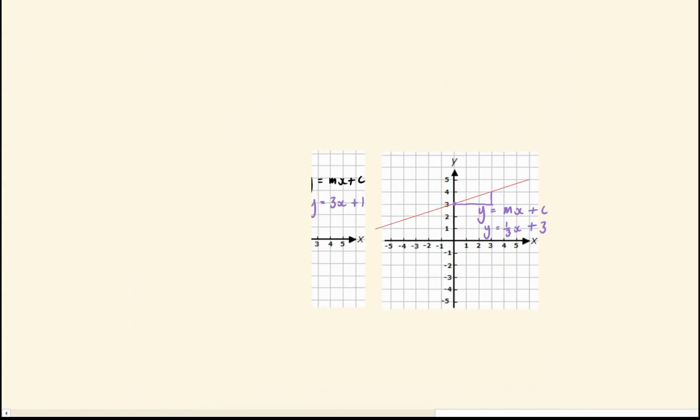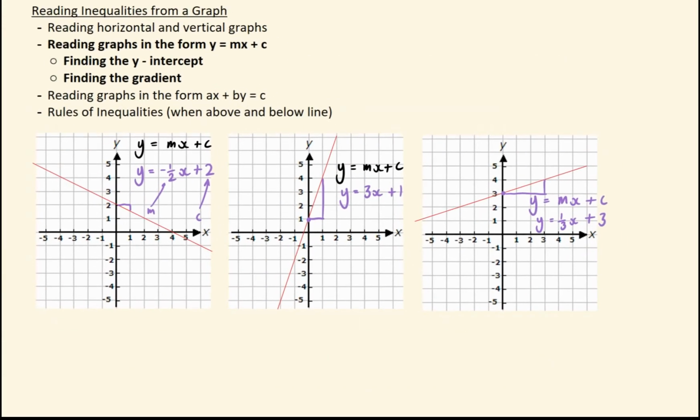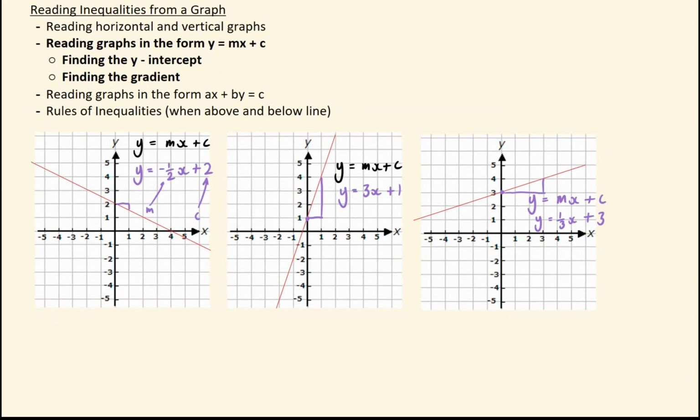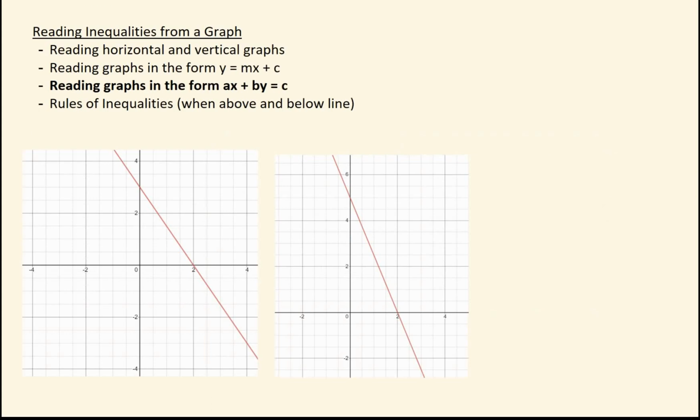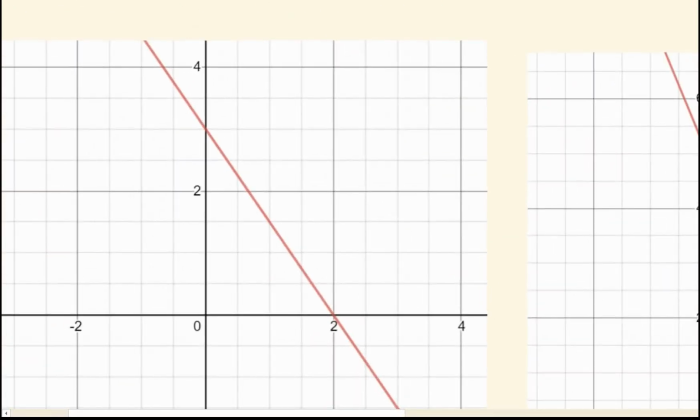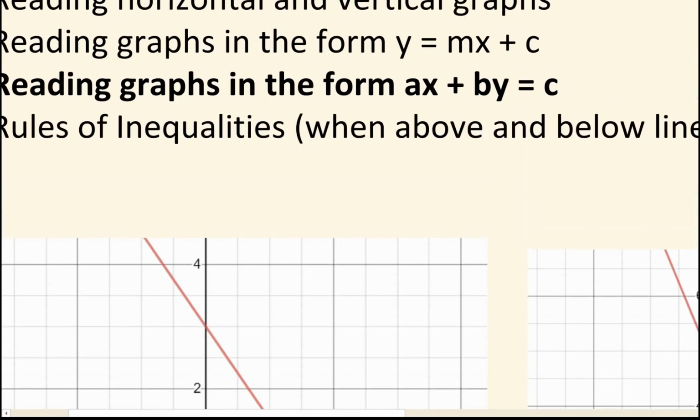Okay, hope that made sense. Just need one more skill before we tackle actual questions. And that's when we read graphs, and we're going to write it in this form here, ax plus by equals c. The main reason is that here the gradients aren't too obvious. I mean, some of them are, but this works for basically any line and tends to be a bit quicker, but just gives the answer in a different kind of form.